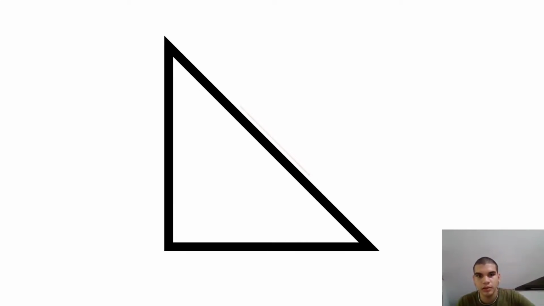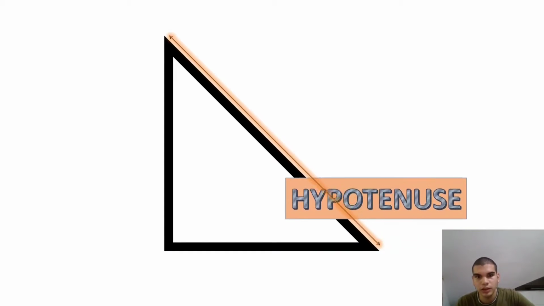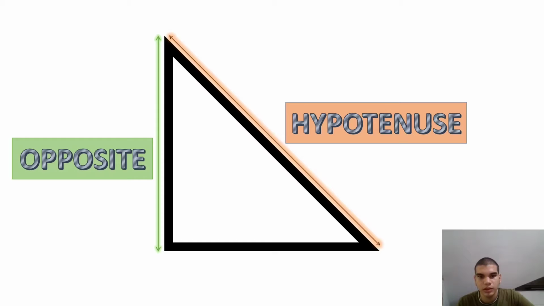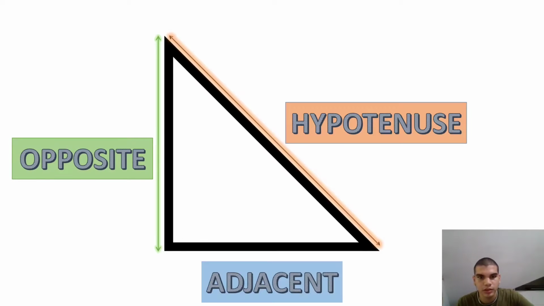So this is our right triangle. This longest line is called the hypotenuse. The side which is always the longest is the hypotenuse. Next is this line, the vertical side, which is the opposite. Then the last one is the horizontal line, which is the adjacent. These are the three parts of the right triangle: the hypotenuse, the longest side; the opposite, the vertical line; and the adjacent, the horizontal line.